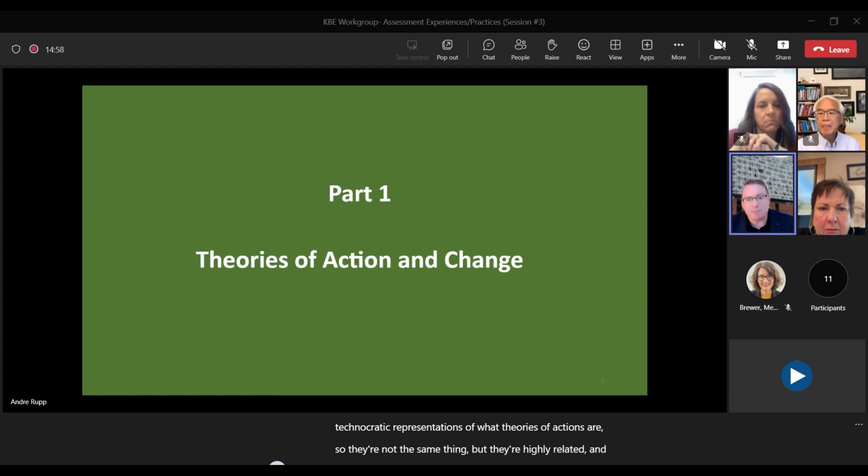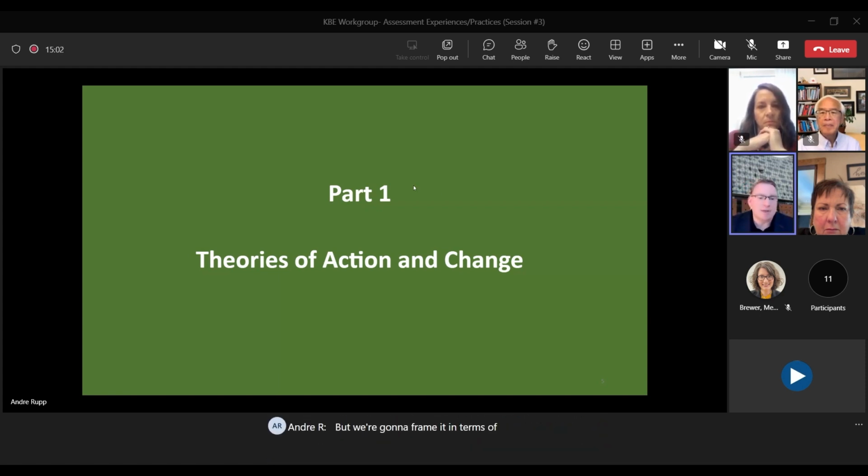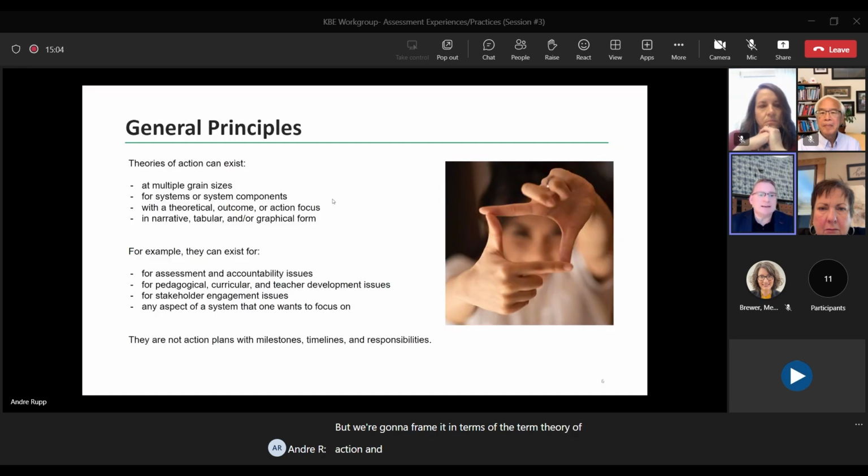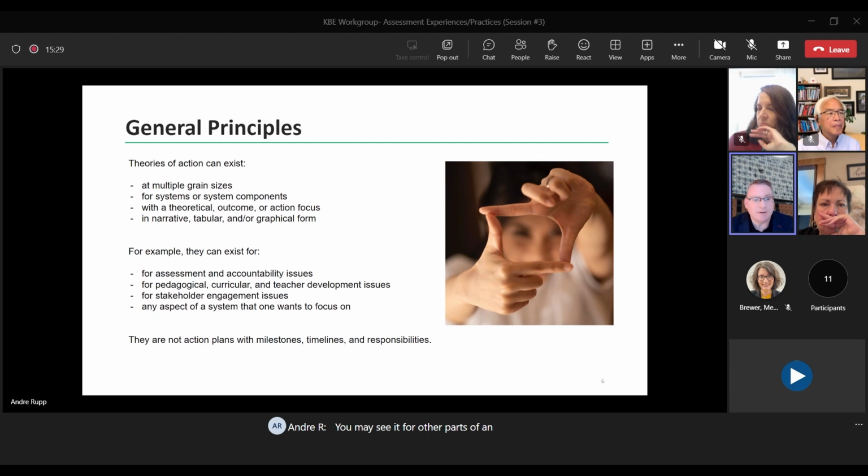And today we're going to play with both of them just a little bit, but we're going to frame it in terms of the term theory of action. And a few reminders quickly. So theories of action can exist at multiple grain sizes conceptually. Therefore, they can exist for entire systems or for system components. So you may see that for an assessment system. You may see it for a specific assessment program. You may see it for an individual assessment. You may see it for other parts of an initiative.